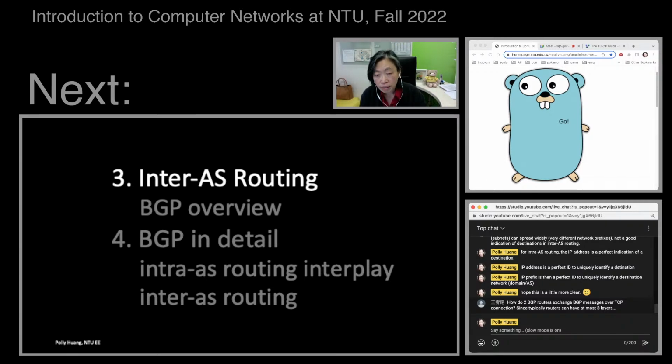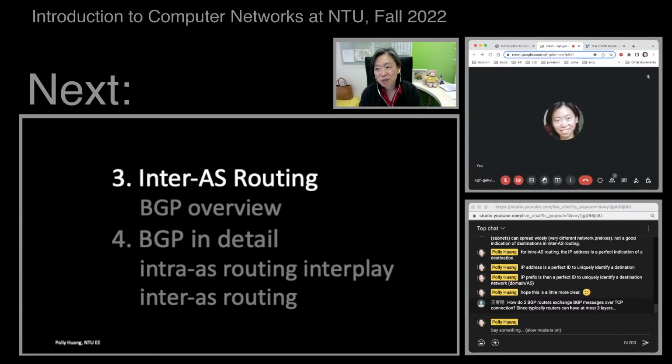Youxiang was asking, how do two BGP routers exchange BGP messages over TCP connections, since typically routers can have at most three layers? Yes, according to the end-to-end argument, right? If this is a network layer talking to network layer protocols, then you should not be using anything that's higher level. Youxiang, you're right, this is really odd. So between BGP routers, to send the BGP information, we use TCP.